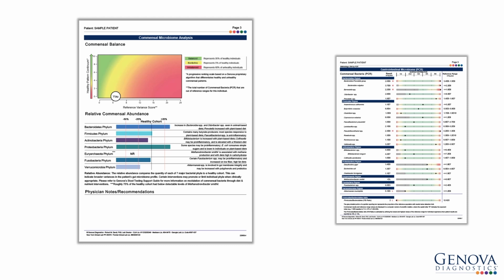The phyla are quite diverse with regards to the bacteria that make up each phylum, and in some cases may be influenced by certain dietary patterns. In this case, we see that the Bacteroidetes phylum is slightly more abundant as compared to the healthy cohort, and this can be influenced by an animal-based diet depending on which species are elevated.